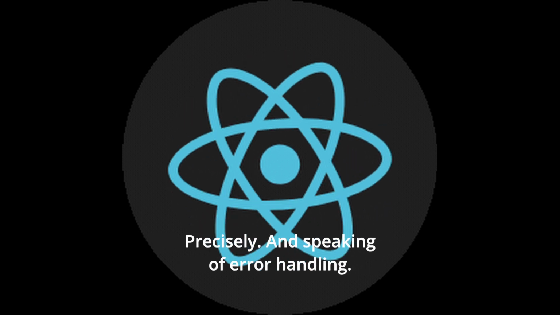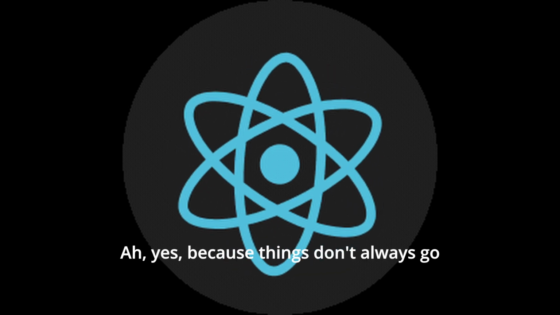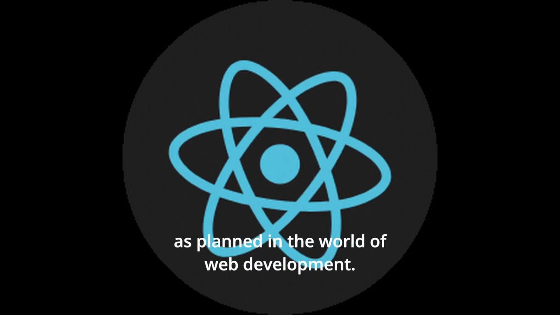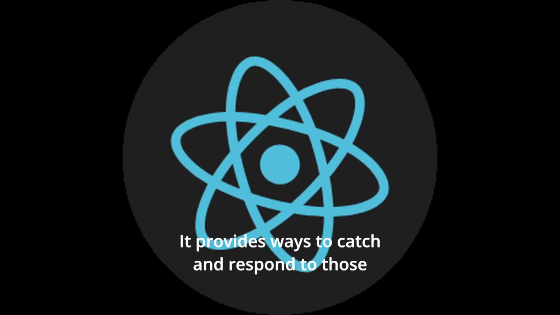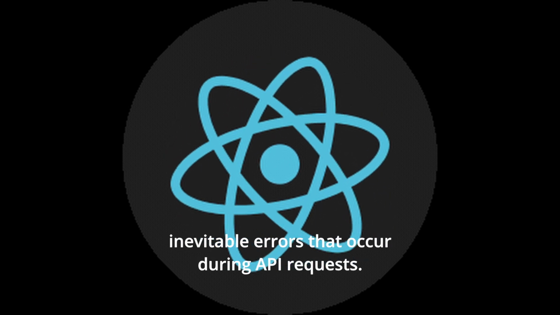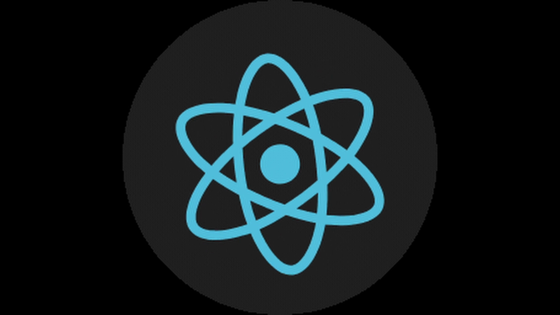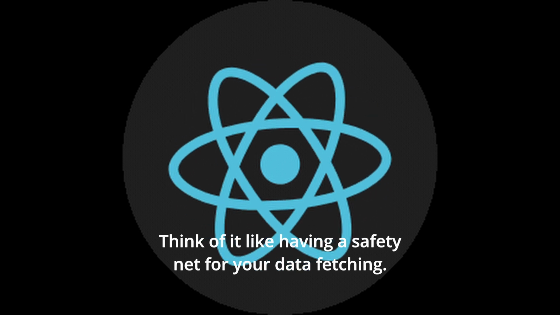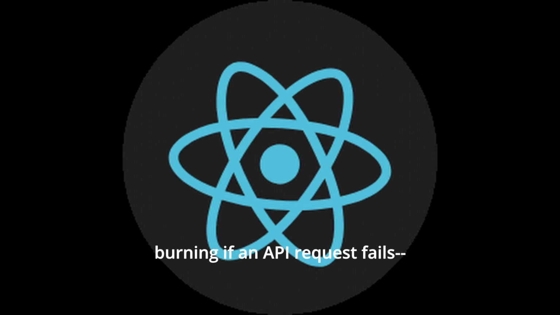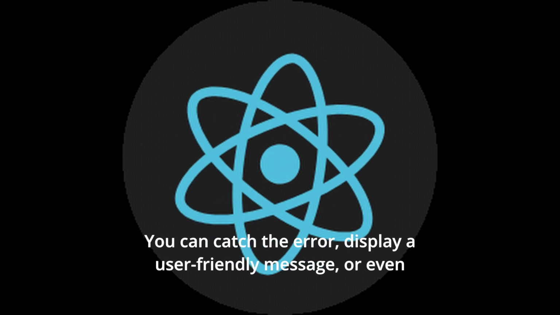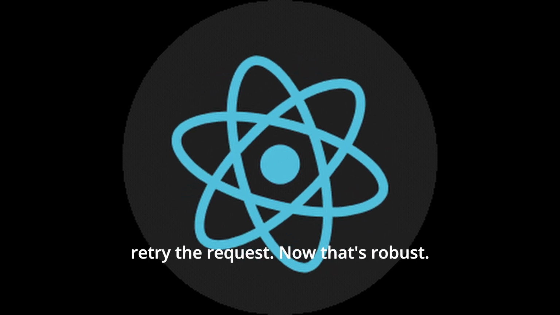Precisely. And speaking of error handling, yes, because things don't always go as planned in the world of web development. You got that right. But Axios has got our back. It provides ways to catch and respond to those inevitable errors that occur during API requests. Think of it like having a safety net for your data fetching. So instead of our app crashing and burning if an API request fails, you can catch the error, display a user-friendly message, or even retry the request.